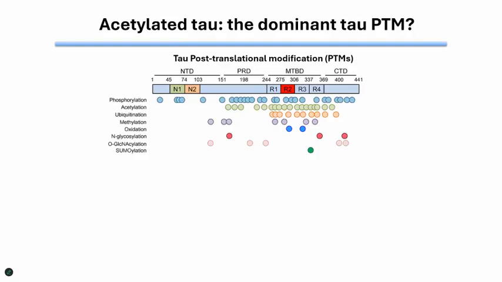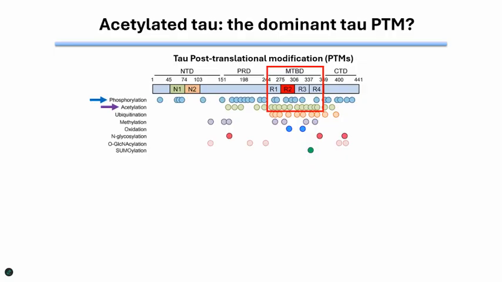Now, tau, as you can see by this figure, is highly decorated by post-translational modifications, or PTMs. Classically, phosphorylated tau has been the most well-studied PTM of tau. However, we in Todd's lab are more interested in a far less studied PTM known as tau acetylation. And as I hope you can appreciate from this figure, the vast majority of the acetylation residues reside within the MTBR or the MTBD. So this is actually the region of tau that binds microtubules.